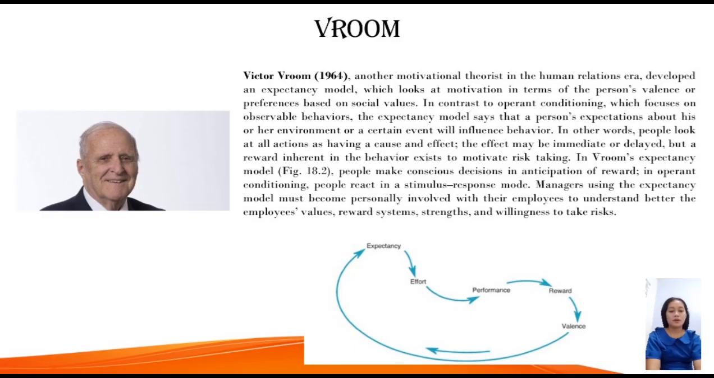In contrast to operant conditioning, which focuses on observable behaviors, the expectancy model says that a person's expectations about his or her environment or a certain event will influence behavior. So, in other words, people look at all actions as having a cause and effect. The effect may be immediate or delayed, but a reward inherent in the behavior exists to motivate risk taking.